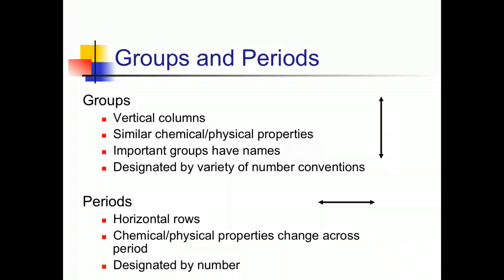Going across the periodic table in rows, think of it as rowing your boat across the lake. These horizontal rows are referred to as periods because going across a period, properties change. Trends change. You'll see changes going across a period. Then when you go down to the next row, things start to repeat, and you repeat these same properties. Periods are designated by number, and they always have been.